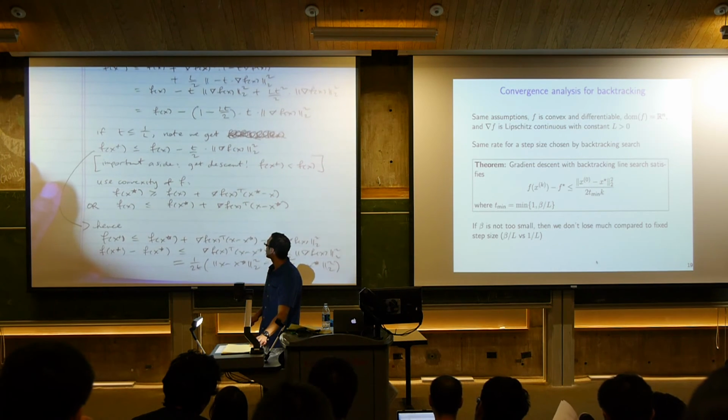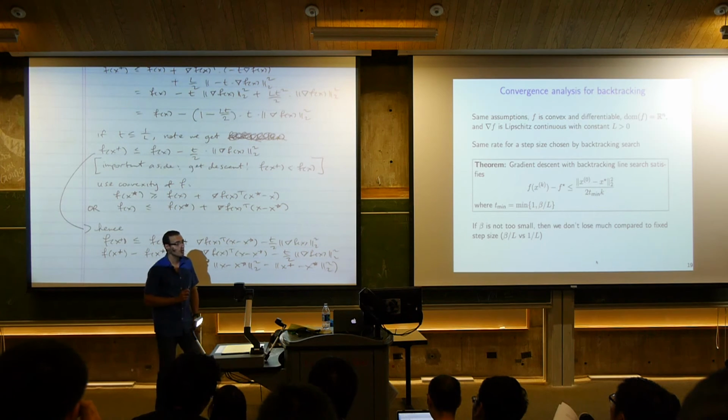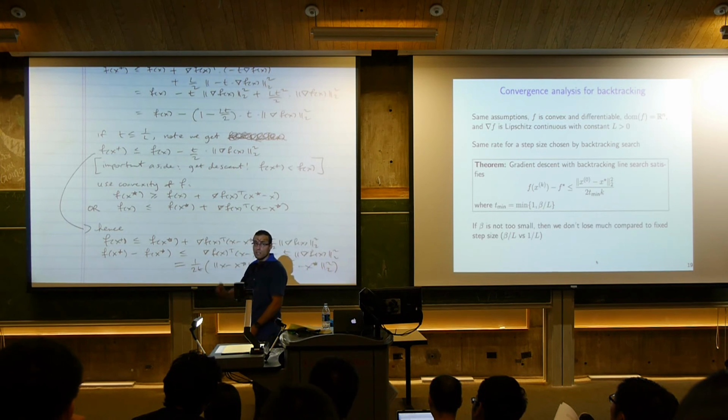Where did I write it down? Yeah, this form is actually important for getting the rate at the end. So we can take a larger t and still get that we're descending, but this is important for proving the convergence rate that we got.